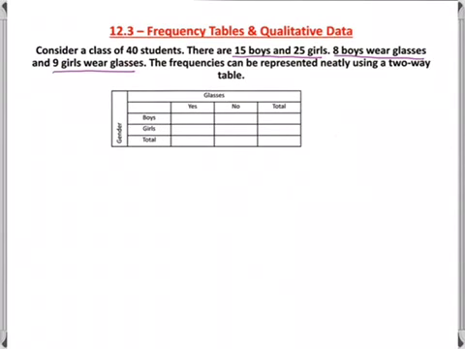So for boys, I know that 8 of them wear glasses, which means that if there are 15 boys in total, 7 of them do not wear glasses. Then for girls, I know 9 of them wear glasses. There are 25 in total, so that means that 16 of them do not wear glasses. And then the total number of people wearing glasses, you have 17. The total number of people not wearing glasses is 23. And combined, the two groups make up 40 individuals. And so that is our frequency table.